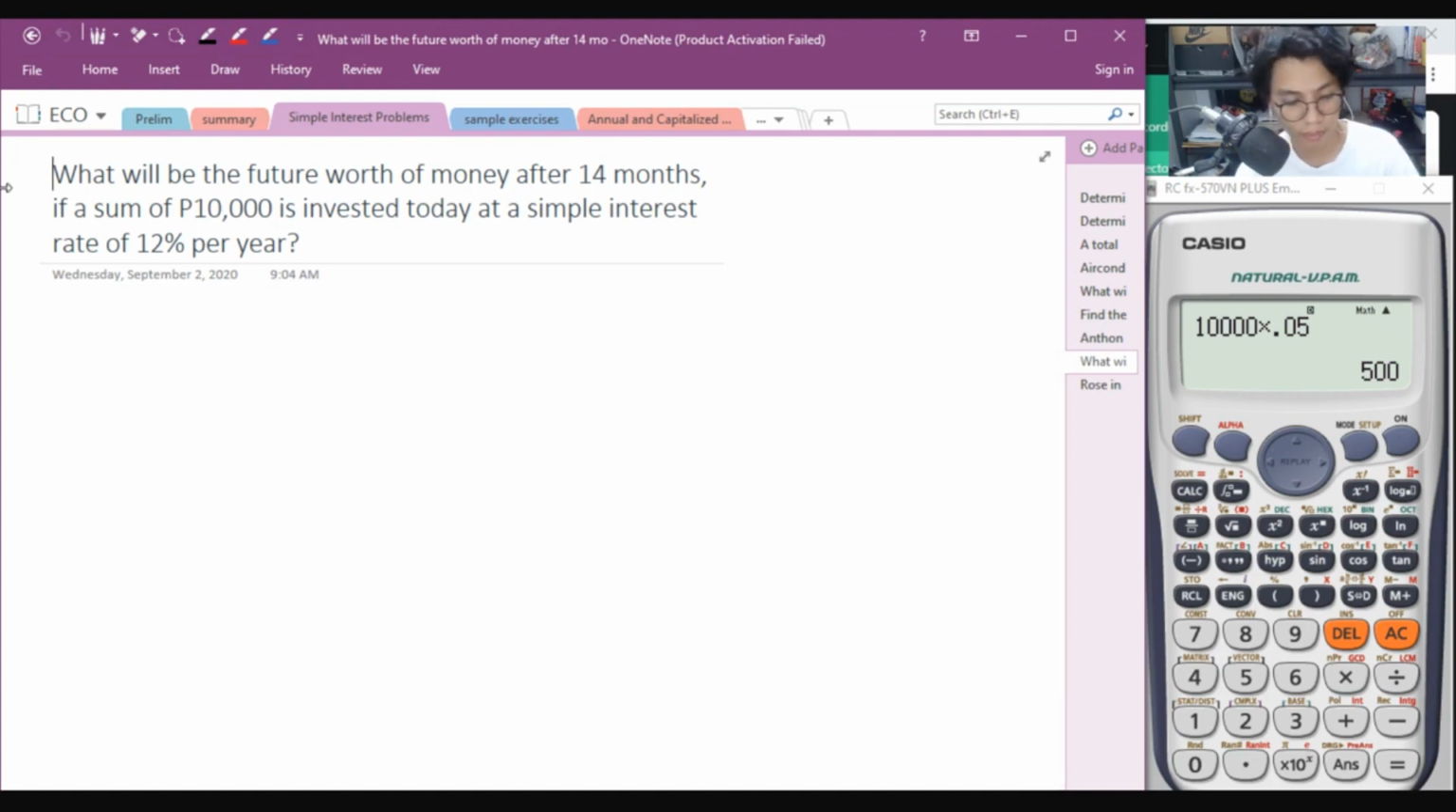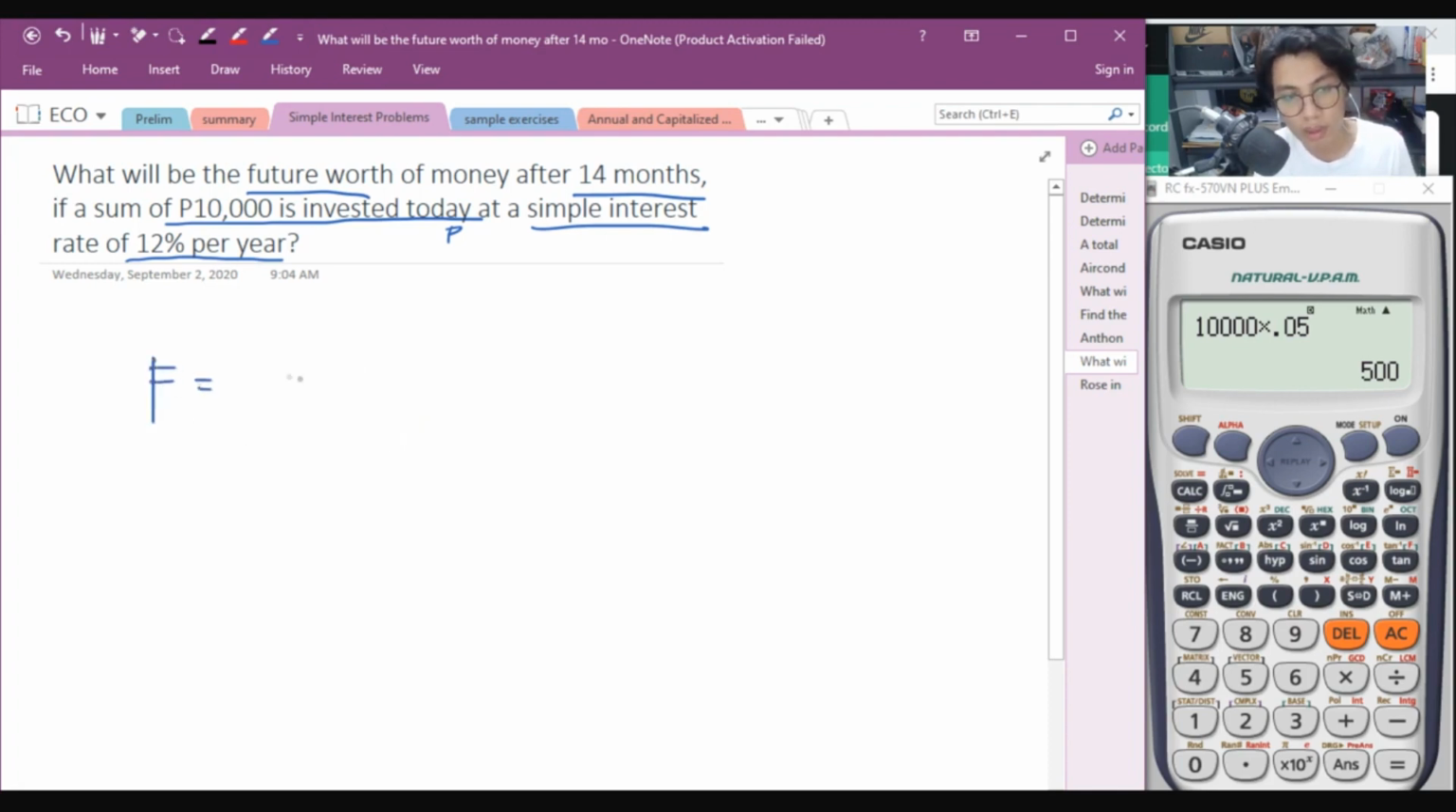Problem number 4. What will be the future worth of money? Future worth. After 14 months, if the sum of 10,000 is invested today, you have a principal at a simple interest rate of 12% per year. Very basic ulit. Future worth is equal to P multiplied to 1 plus i n.